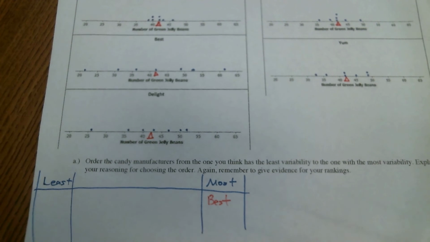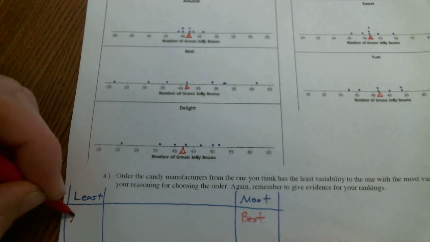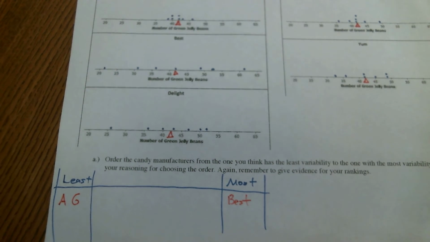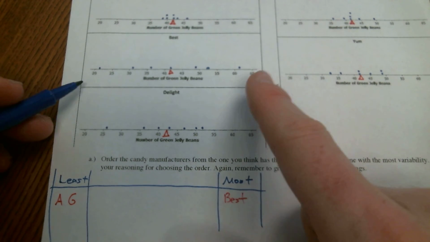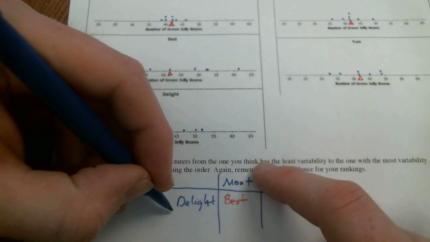So I'm going to list them as the most variable, and then I got to find a spot for everybody in between. The least variable looks like probably All Good Candy Company. So it's super small there. So All Good, I'm going to put all the way over here. And in between, let's think about where each of these would go. Well, I would say if we're going back from Best, I'd say this one's just a little bit in. So I'd say Delight goes here. So we have Delight, Best.